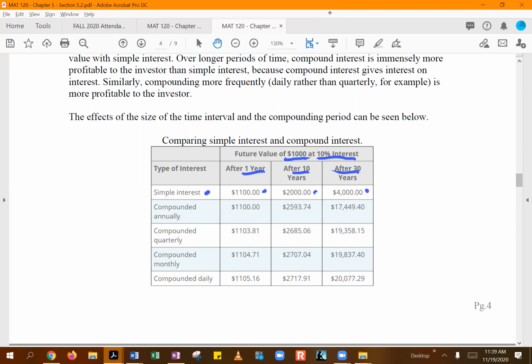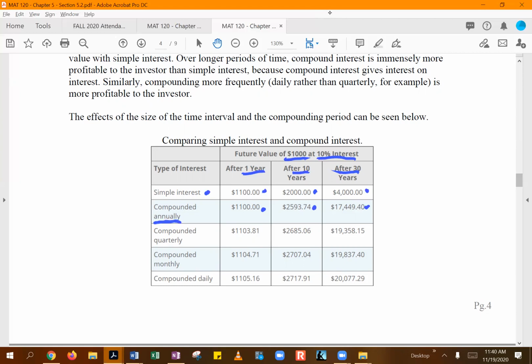So, yeah, the money has grown, but obviously not a whole lot. Now, if we did compounded, but this is annually, which means you're counting your interest just once a year. So for the first year, there will be no difference because simple interest and compounded annually have pretty much the same calculation for the first year. But now look at with the compound interest, how much this amount grows. You went from $2,000 to $2,593.74. But at 30 years, that's a big difference because you went from 4,000 to 17,000, almost $500, by the end of 30 years.